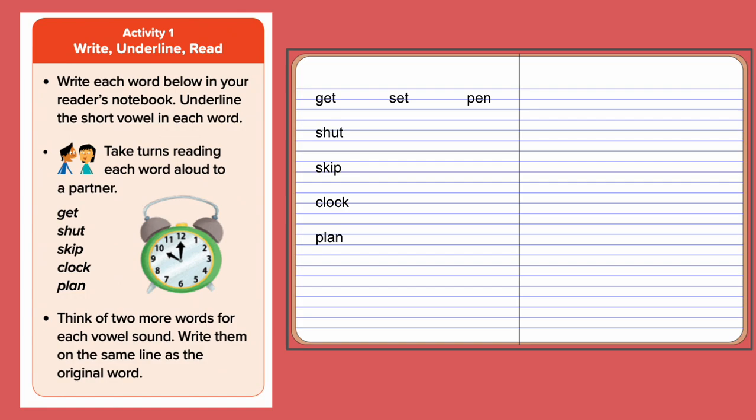See if you can do the same thing and think of 2 more words that have the short vowel sound in the word in front of it. So the next one would be shut. Think of 2 more words that have a short U sound.